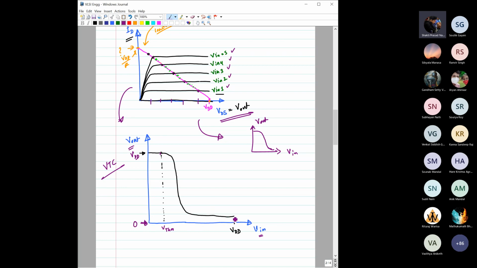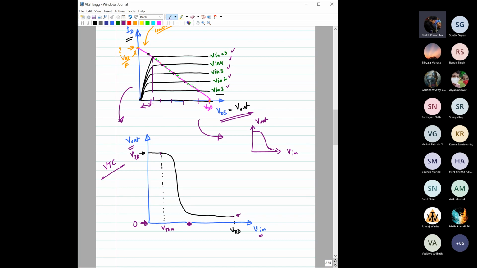Do you think I have made some mistake in this line? Should it be at zero, or is it correct? No, sir, VDS in saturation, it cannot be zero, right? As you can see from this graphically as well, it can never reach zero, because you can see here you still have this much voltage dropped across the transistor, right? So it cannot be equal to zero.